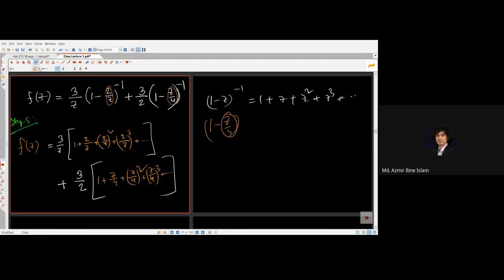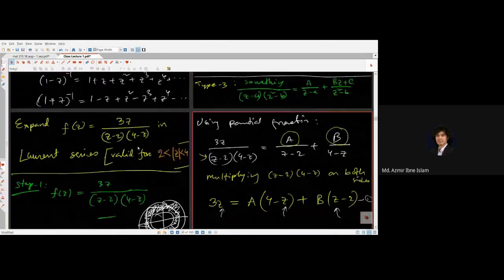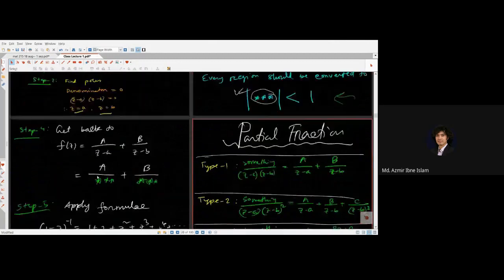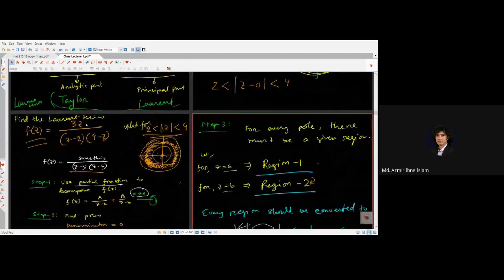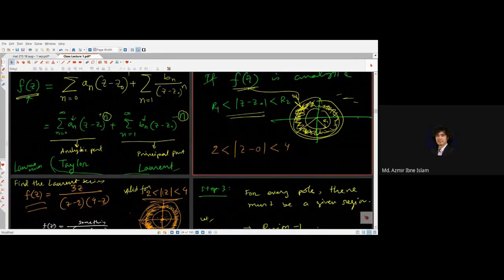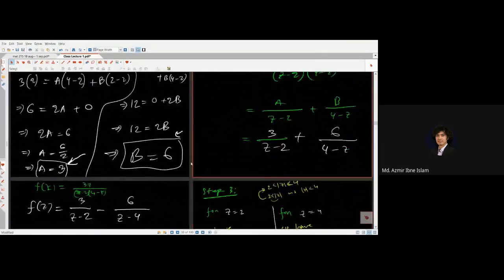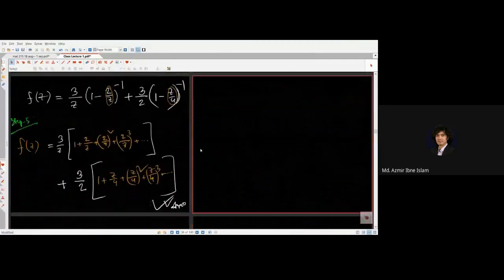If you are asked to expand the function in a Laurent series, you will get full marks up to this. But if you are asked to separate the Taylor and Laurent parts, there will be a different question pattern. The question may ask to separate the analytic part and principal part, or which part is principal and which part is analytic.